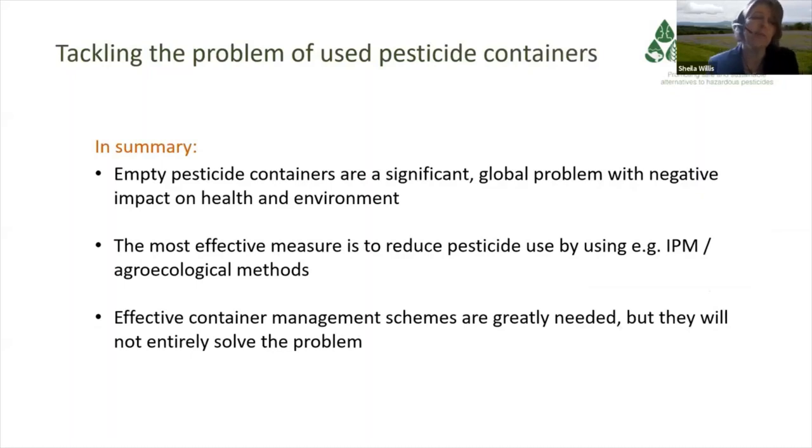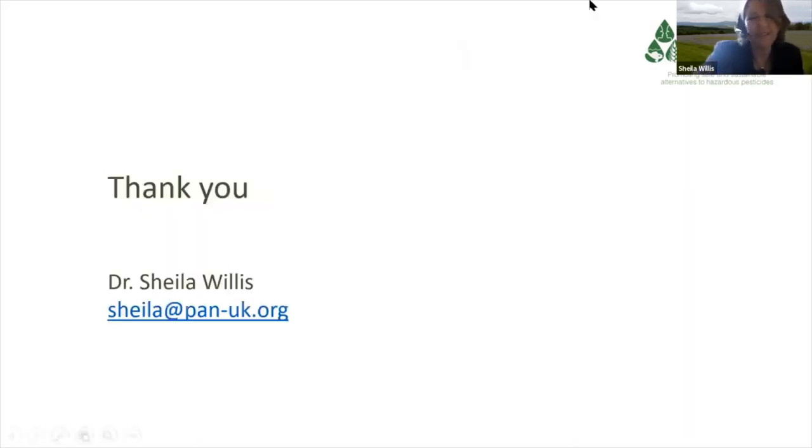So just to finish, I'd make three key points. One is that empty pesticide containers are a significant global problem with negative impact on health and environment for all of us. Second, that the most effective measure is to reduce pesticide use, and that can be done while protecting livelihoods, protecting natural resources on which agricultural productivity depends, and protecting the environment. And third, that effective container management schemes are greatly needed, but they will not entirely solve the problem. Thank you. I'll end there and stop sharing my screen.